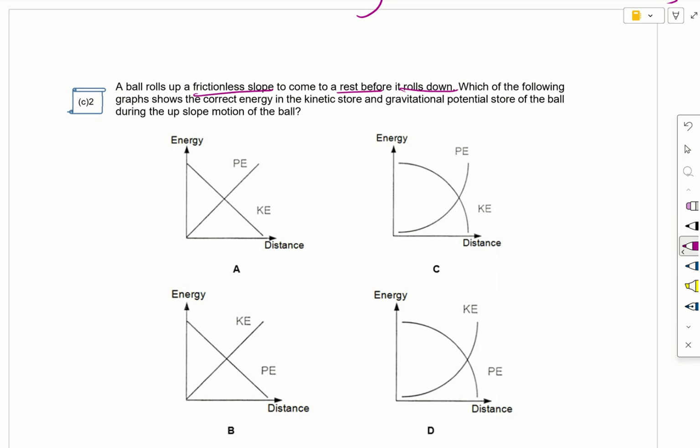Okay, so C2, a ball rolls up a frictionless slope to come to rest before it rolls down. So that means as it goes up the frictionless slope, the velocity decreases, but the height increases. Now, which of the following graphs shows the correct energy in the kinetic store and gravitational potential store of the ball during the up motion?